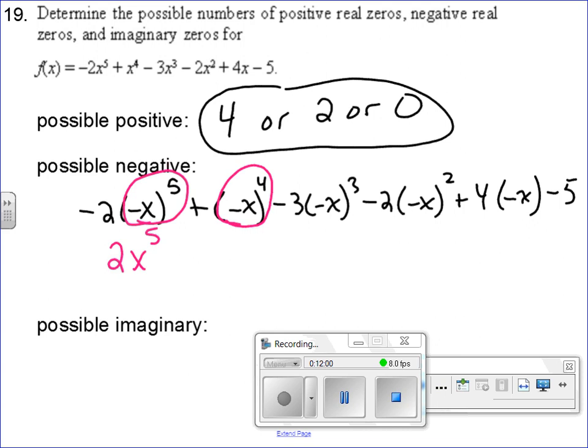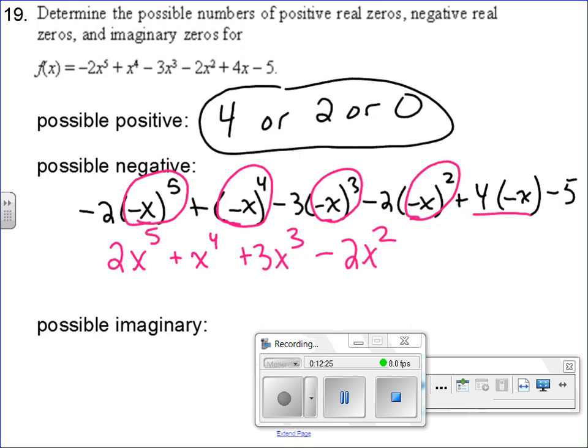See this little pink circle right here? Would that be a positive or a negative? It's going to be a positive because it's to an even exponent. What about this little pink circle right here? That's going to have a negative value because it's to an odd exponent, but it's going to partner with this -3, so it'll turn positive as well. What about this pink circle? It'll be positive because it's to the 2nd power. A positive with a negative is negative. And then these two together will be negative. And then my 5 is negative.